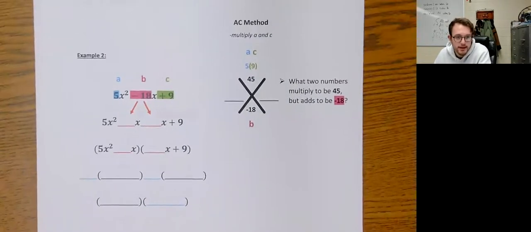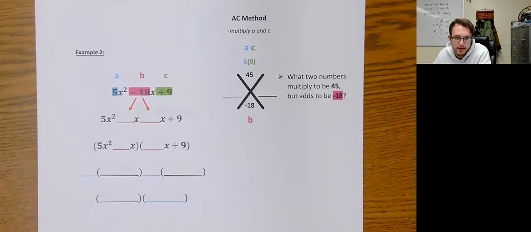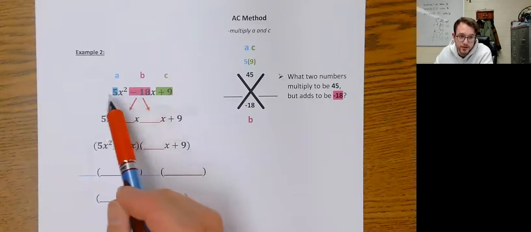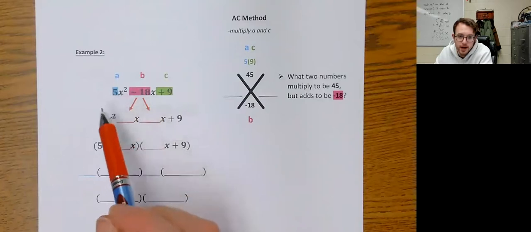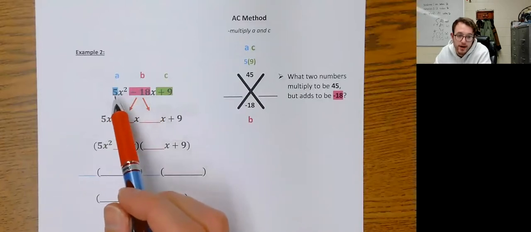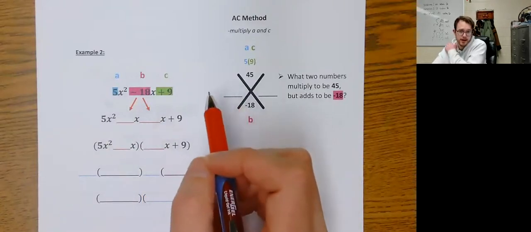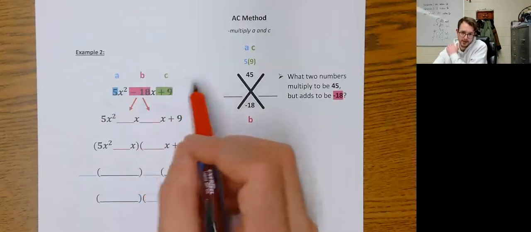So we got the AC method again. Can't divide the 5 out at all. Can't divide any number out. There's no GCF to start off with. 5 is a prime number, so if you can't divide the 5 out, can't divide anything out except for 1, which is pointless at this point in time. So we're going to do the AC method. So what's 5 times 9? 45.